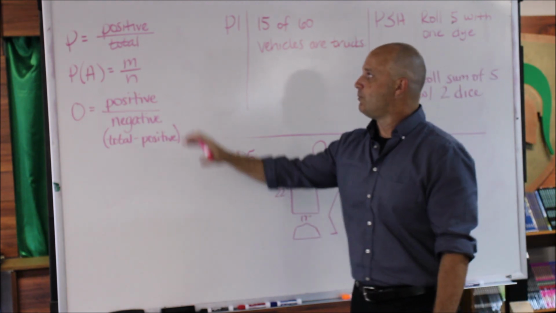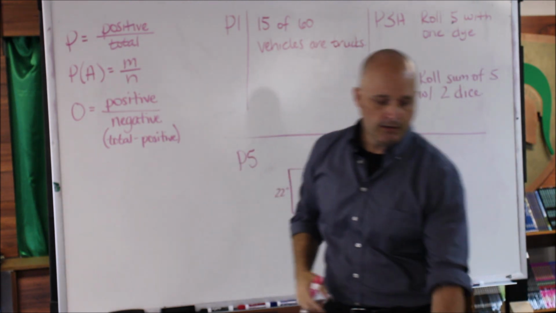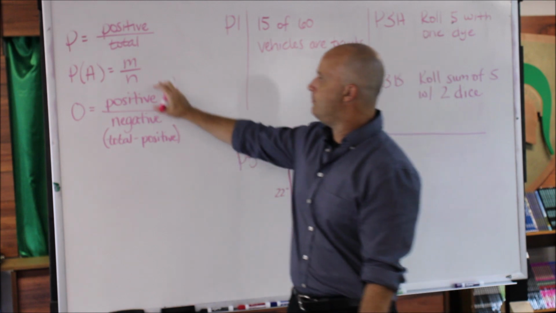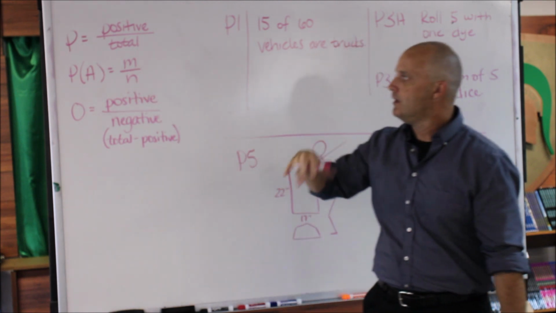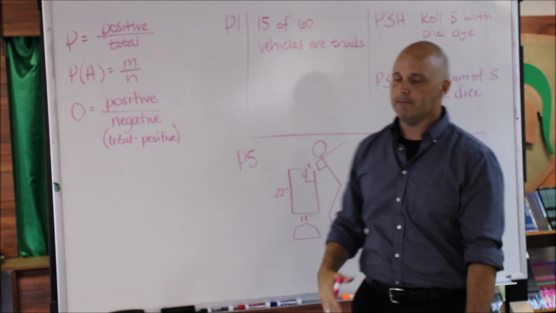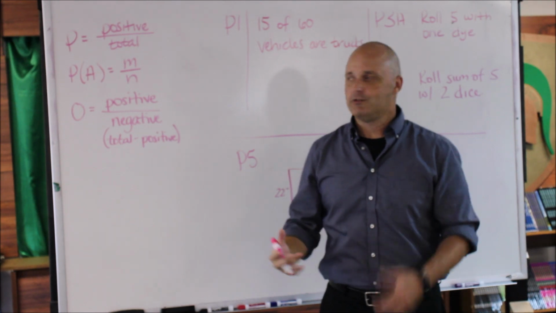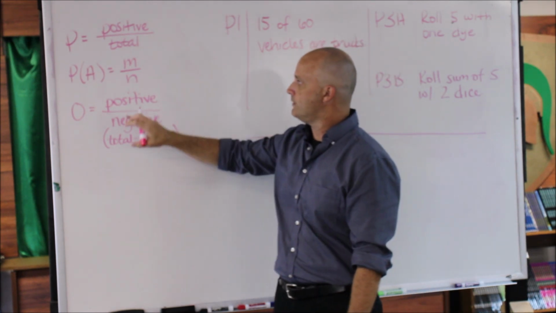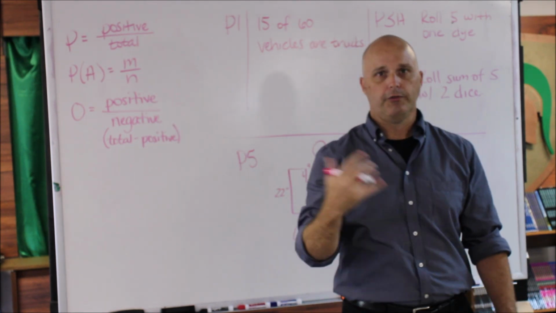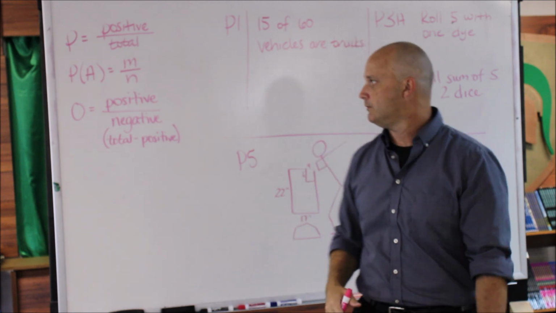Then this is what we call experimental probability. Then we've also got theoretical probability, which actually uses a formula, P of A equals M over N. There's no difference between the two though. The M is still the total positive, and the N is still the total number of possibilities.